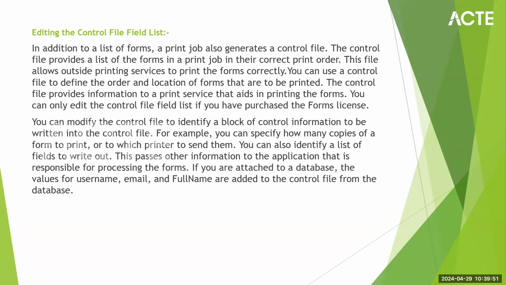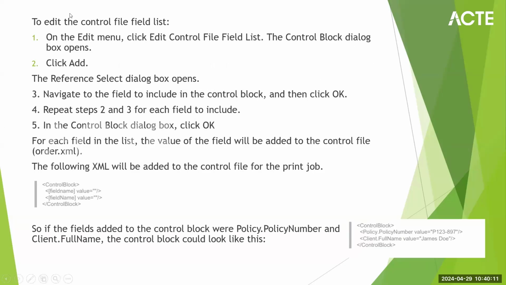Suppose if you want to check it manually, then you need to execute it 5 times. Rather than that, this control file will automatically allow that form to be printed 5 times by default and give you the output. So how do you edit this control file? On the Edit menu, click on Edit Control File Field. The control dialog box appears. Click on Add, then navigate to the field in the control box, and then click on OK. Repeat these steps for each field to include. If you have multiple fields, repeat these steps for each entry. And in the control box dialog box, click on OK.